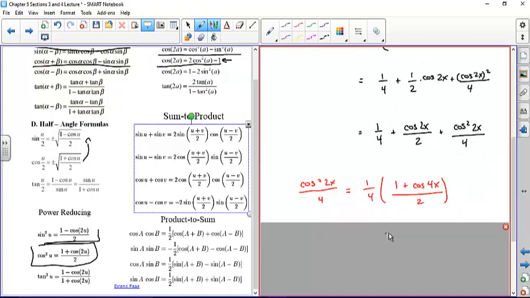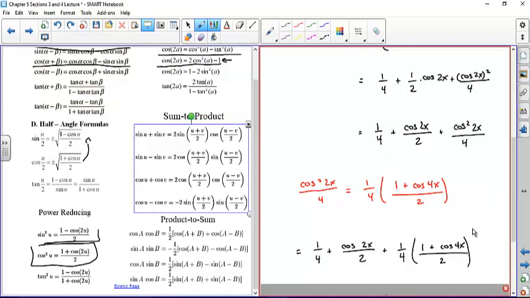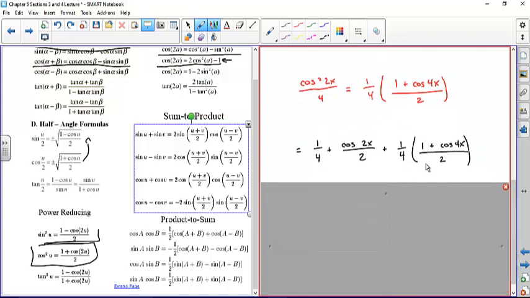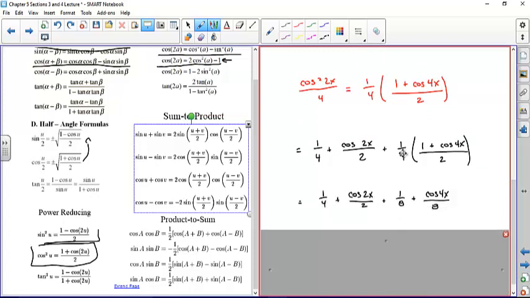Then, to this last term, you factor out the 1/4. So that's where the fourth comes from. And then you use the power reducing formula. So the cosine squared of 2x is 1 plus cosine of 4x all over 2. And then you plug that back in there. And you'll notice that I have this constant 1/4, and I'm going to have another 1/4 times a half, which is an eighth. So that's the next step. I've just plugged it back in, and a fourth times a half is an eighth.